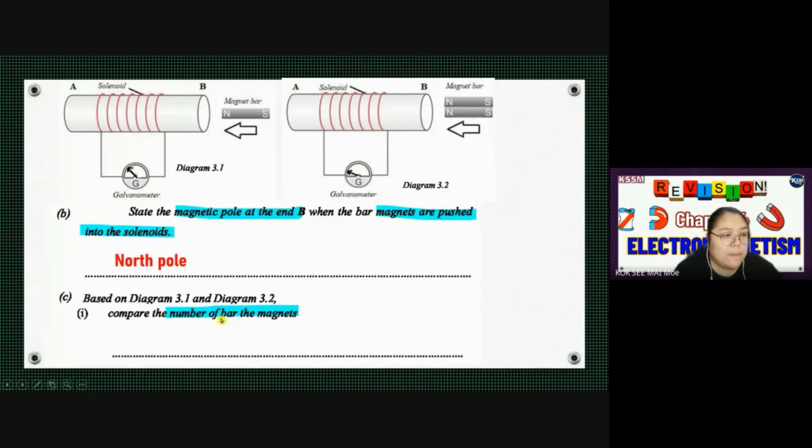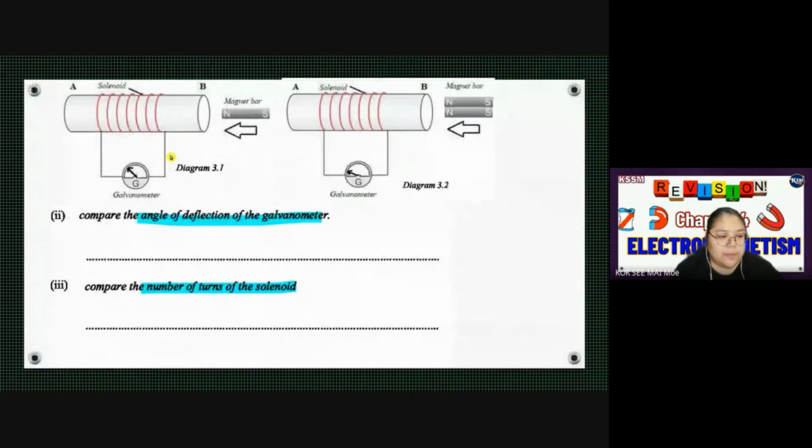Okay, now we need to compare the number of magnets. When you use your eye to see, then you already understand. So we just answer: the number of bar magnets in diagram 3.2 is more than 3.1. Remember, don't just mention that 3.2 has 2 bars and 3.1 has 1 bar. That is wrong, because that is stating, not comparing. Compare means you need to see which one is bigger and which one is smaller. So we just answer 3.2 is more than 3.1. Okay, use the full sentence.